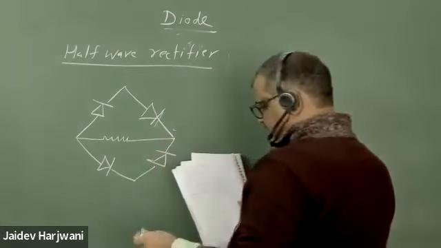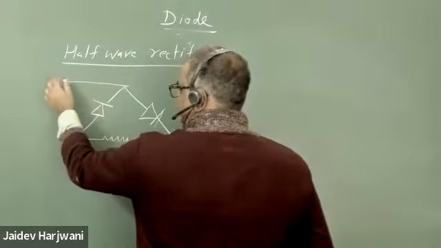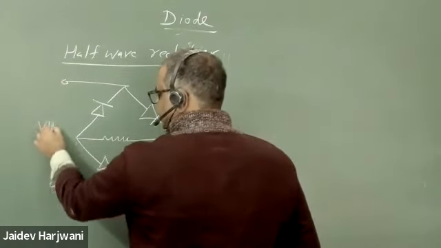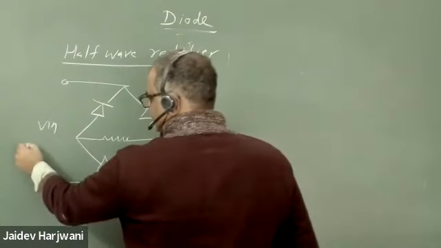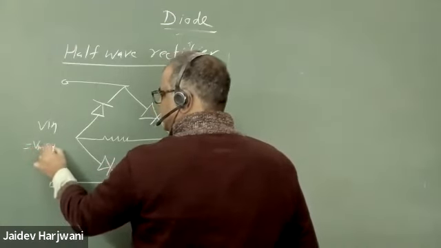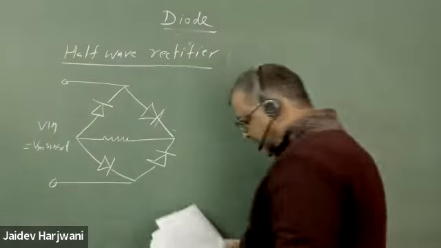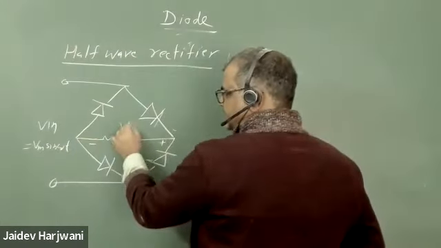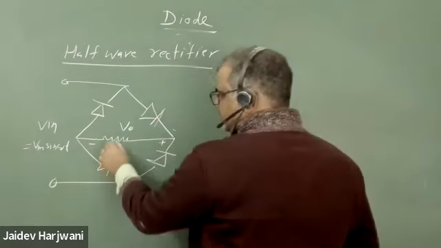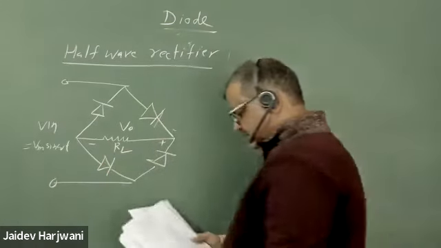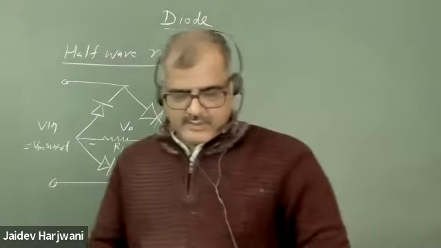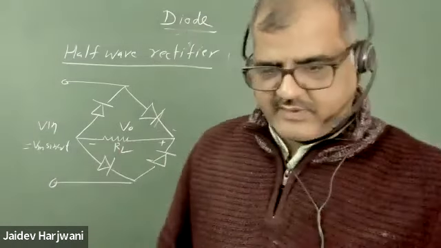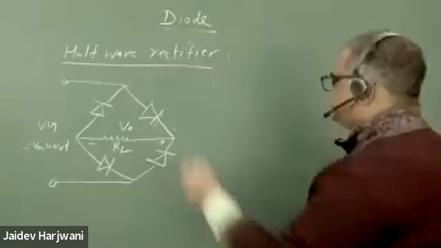Now I'm applying a V input here. V input is again Vm sin omega t. I am measuring my voltage here, and this is my load resistance RL. Now you tell me, what is the function of output? What is the output function?